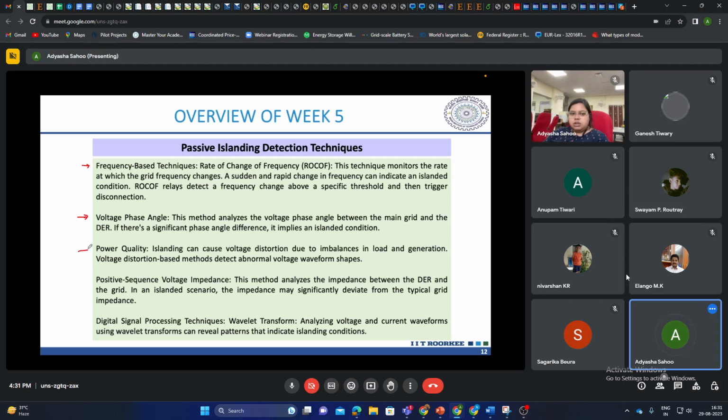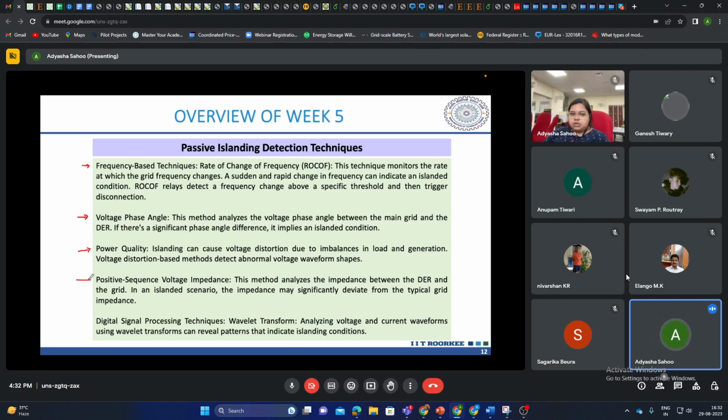The third one we had was power quality. Basically, we had seen the example of voltage ripples. Because islanding can introduce voltage distortion due to harmonics, and it can lead to abnormal voltage waveform shapes, and whenever such distortion is observed, we can say islanding has been detected.